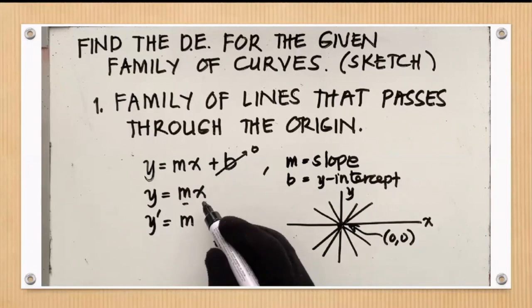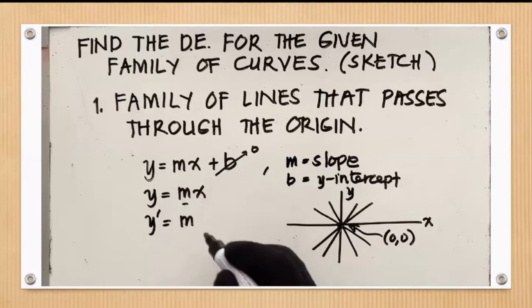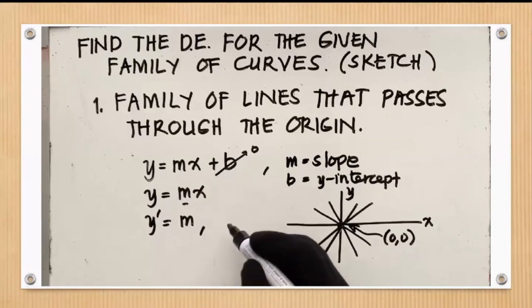Okay, dahil isa lang yung parameter natin, ibig sabihin, para mag-arrive tayo sa kanyang differential equation, we must differentiate this once. Okay, the resulting DE is a first order DE. So differentiating this, we have y prime equals derivative ng m times x is, you copy the constant, yung m dito is constant, derivative ng x is 1. So, yun yung equation mo.